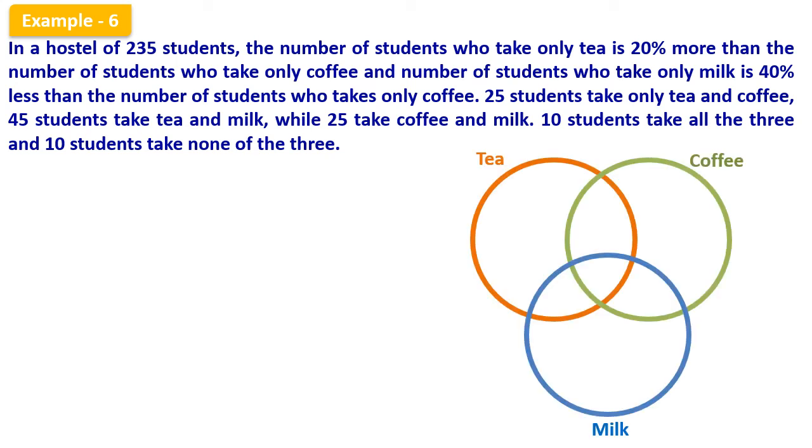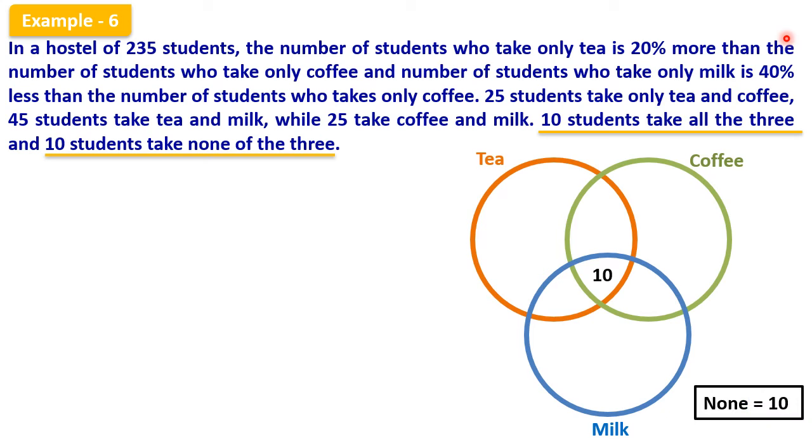So we will construct 3 circles here. First for those students who take tea, second for those who take coffee, and third for those who take milk. Now let us try to fill the Venn diagram from the available data. It is clearly mentioned that 10 students take all the 3. So where will we write this 10? We will write this 10 in the center. Further it is said that 10 students take none of these 3. So they will be outside the Venn diagram.